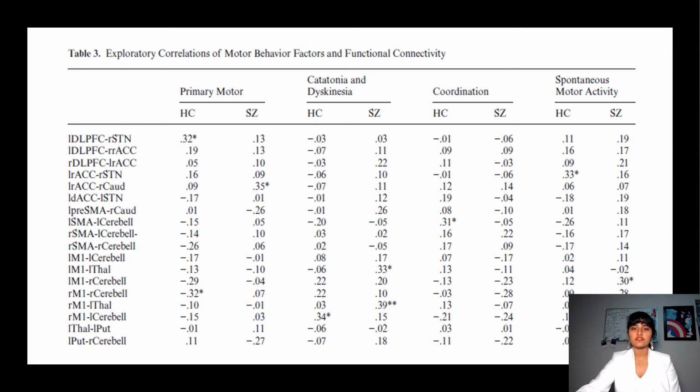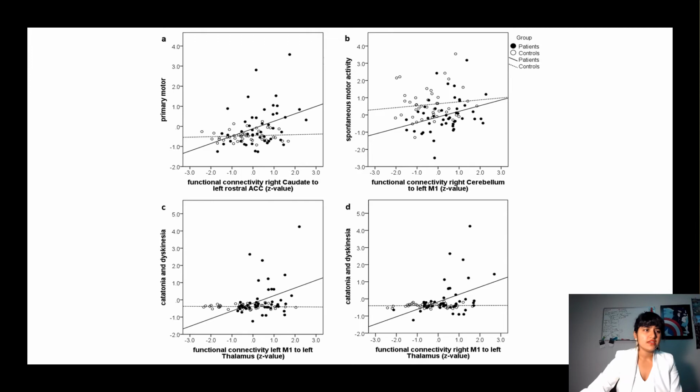In these 4 graphs, we can see the patients, which are indicated by black dots. Primary motor factor correlation shows hyperconnectivity with left rostral ACC, which is anterior cingulate cortex, and right caudate, bilateral M1 to left thalamus. The spontaneous motor activity shows hyperconnectivity with left M1 and right cerebellum, while controls, which are indicated by white dots, in those, catatonia and dyskinesia shows hyperconnectivity with right M1 and left cerebellum.